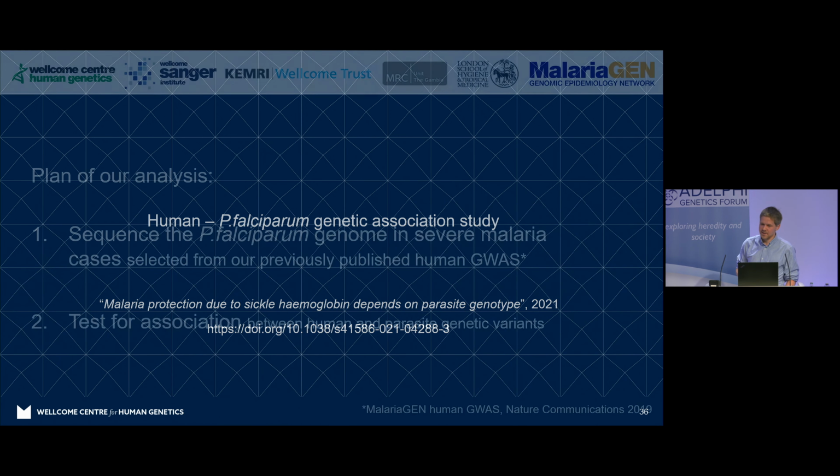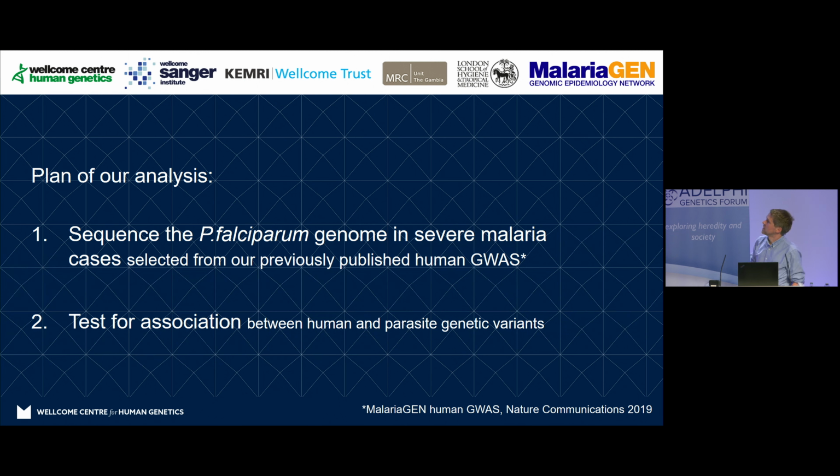Now, I've got to do this quickly because I'm going to run out of time. I just wanted to show you how we attacked that. We've done a particular type of analysis; you could think of others. We have our GWAS study that I've just described. We know the human genotypes for a whole bunch of children who were in hospital with severe malaria.